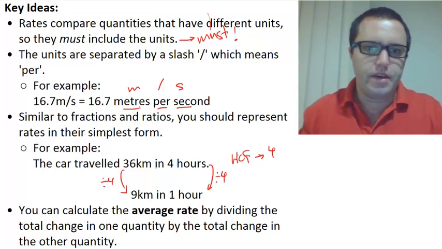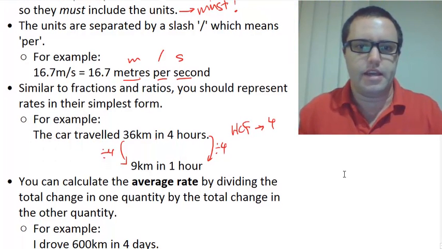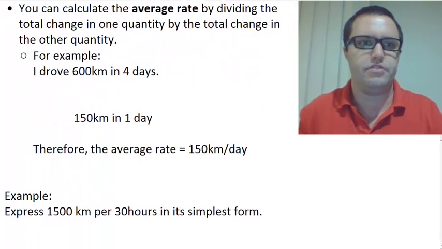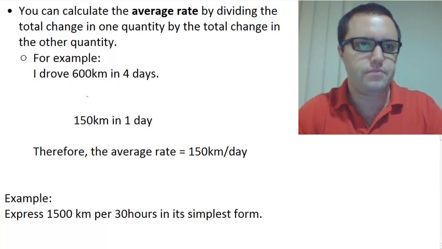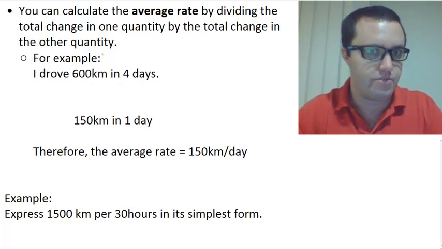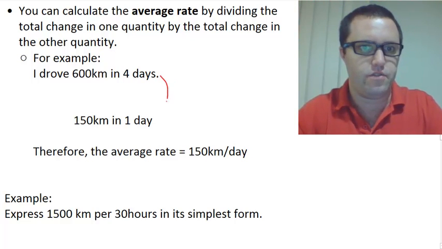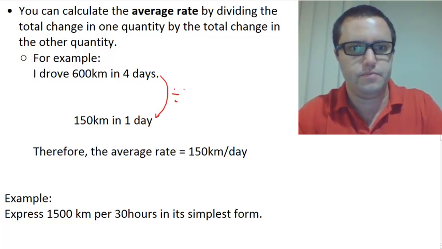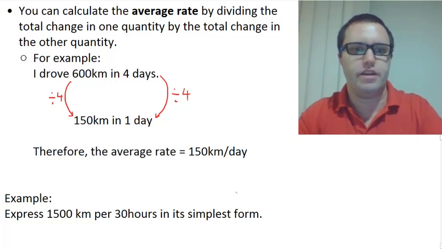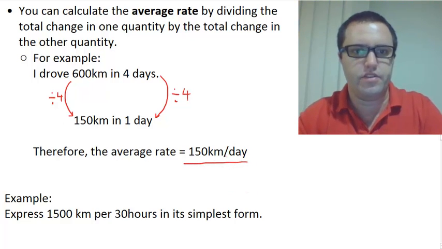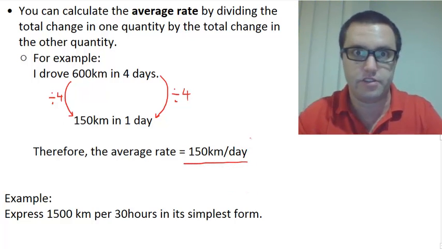Now you can calculate the average rate by dividing the total change in one quantity by the total change in the other quantity. So, for example, I drove 600 kilometers in 4 days. Well, for the average rate, we divide 4 by 4 to get 1, and we divide 600 kilometers by 4 to get 150 kilometers in a day. Therefore, the average rate is 150 kilometers per day. Okay, so that's how we do the average rate problems.